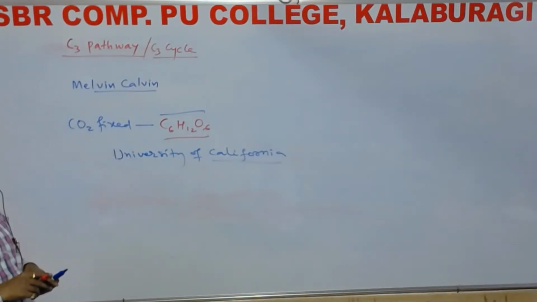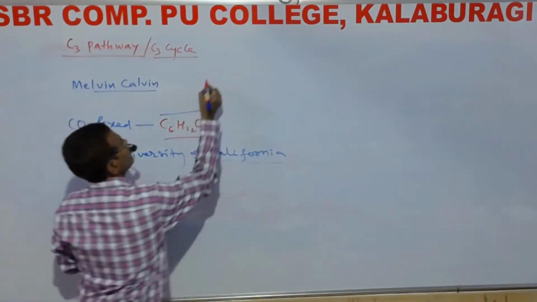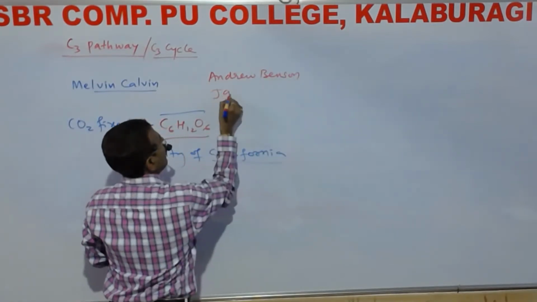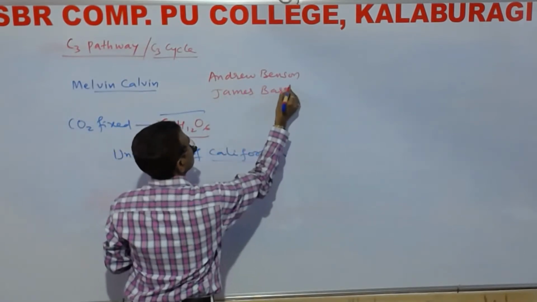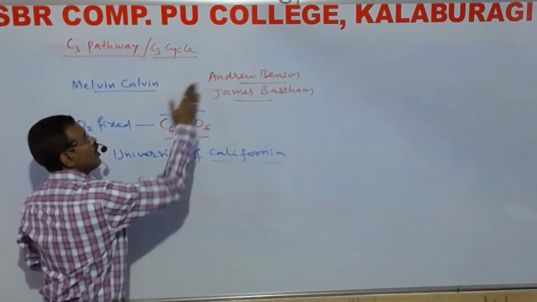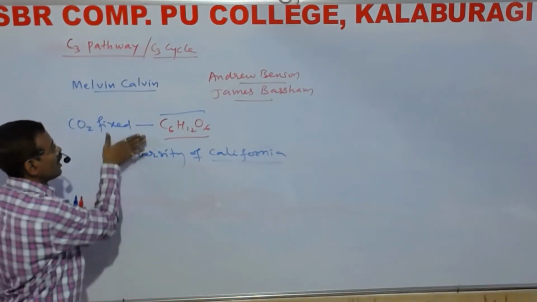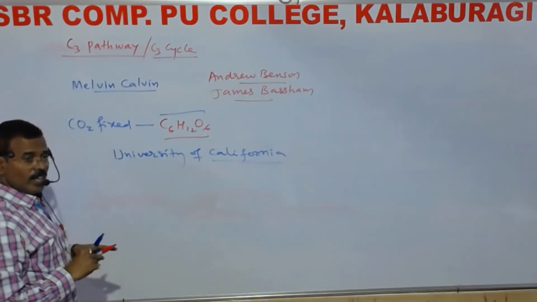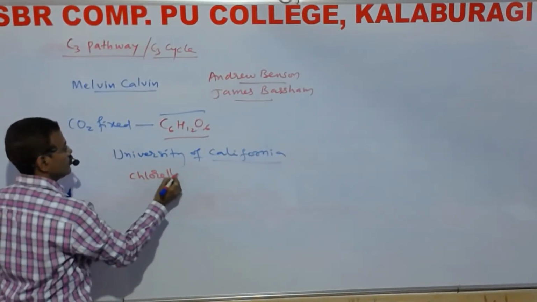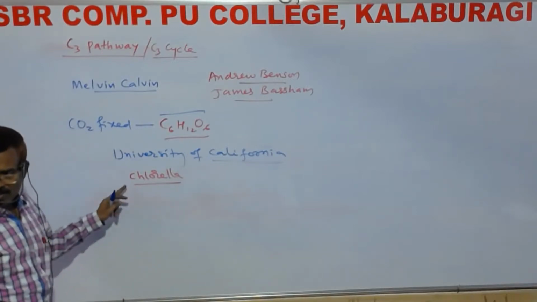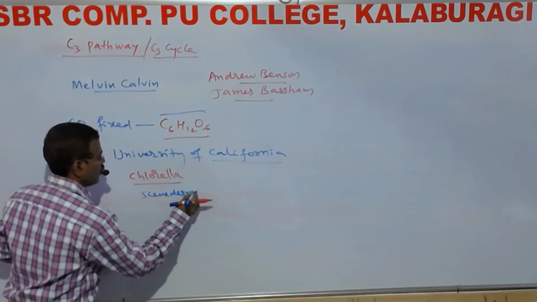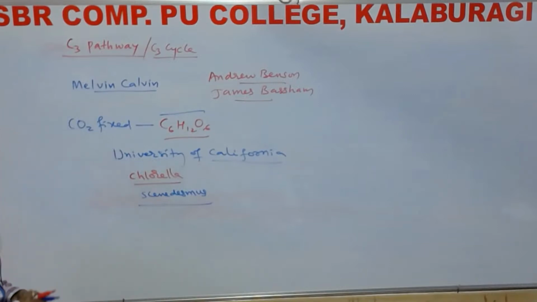Along with him, his co-workers, Andrew Benson and James Bassham, assisted in finding out the pathway of carbon dioxide fixation. They did research on the unicellular green alga Chlorella. They used even another green alga, Scenedesmus.